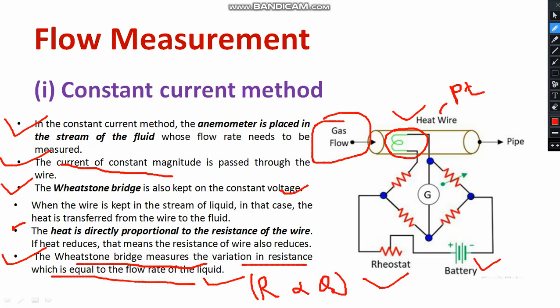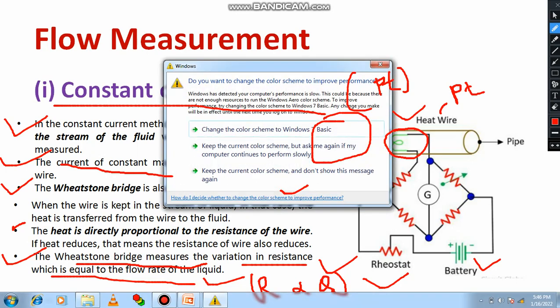This is what exactly happens in the constant current method. Here you keep the current passing through the platinum wire constant. As the temperature changes, the resistance of the wire varies, and with respect to the variation of the resistance, you understand the flow rate. R is directly proportional to discharge. This is how the constant current method is applied. I hope you understood how the flow measurement works. So this method is known as the constant current method.